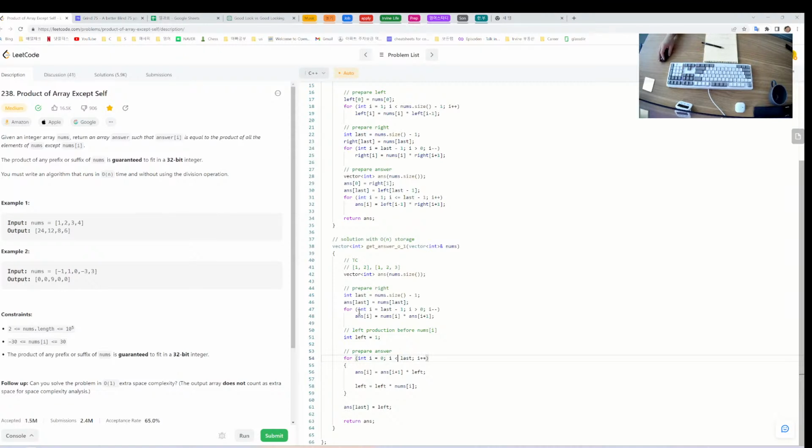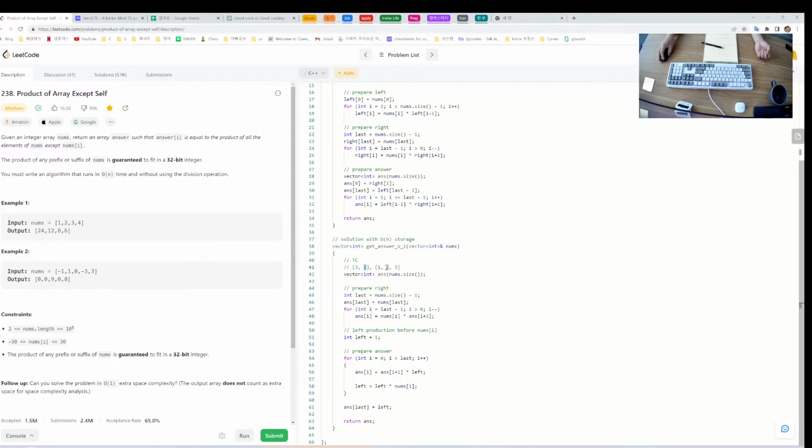So when I is here, what we need to do is that we're gonna multiply this and right left, which is correct. And then we're gonna multiply this. Let's say that this is 3. So now left is 3. So when I is here, it will move to here. So answer I is 3, right?